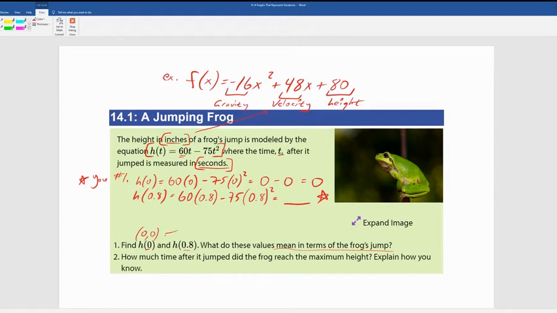So this one means in 0 seconds, the frog is 0 feet in height. So in the altitude in which it's flying, not flying, falling with style, as Buzz Lightyear would say.